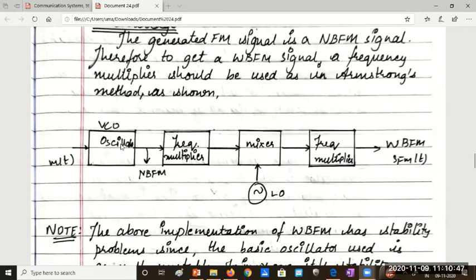So according to that, if you decide the multiplication factor, you have to divide 75K by 20. What would you get? 75 divided by 2 is how much?